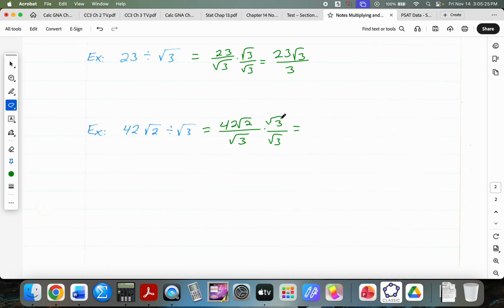What's the square root of 2 times the square root of 3? Square root of 6. So this is 42 square roots of 6 over 3. Is 42 evenly divisible by 3? Yes. So that's 14 square roots of 6.